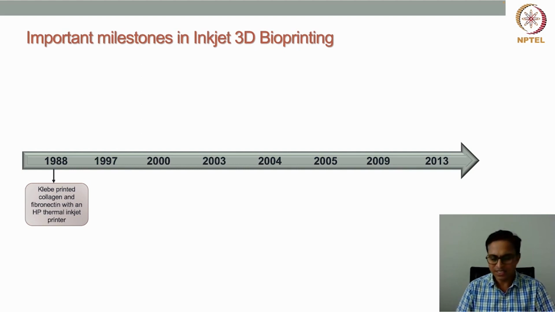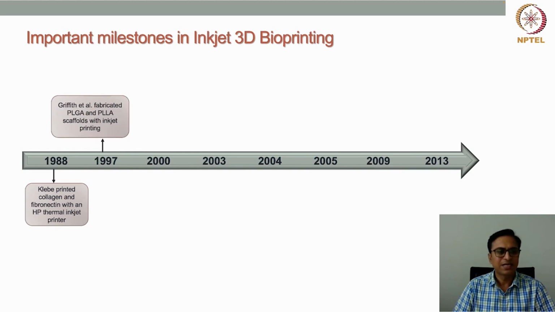With the initial success of that, later in 1997, Griffith et al. fabricated 3D scaffolds with inkjet printing technology using biomaterials like PLGA and PLLA. Both of these are synthetic biomaterials. So they used these biomaterials to print 3D structures with the help of an inkjet bioprinter.